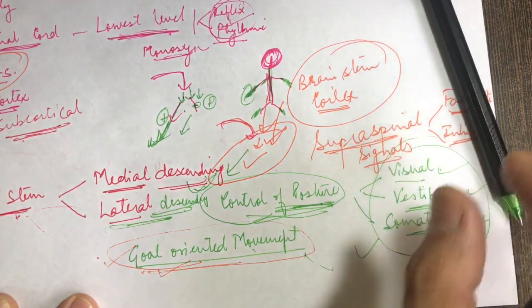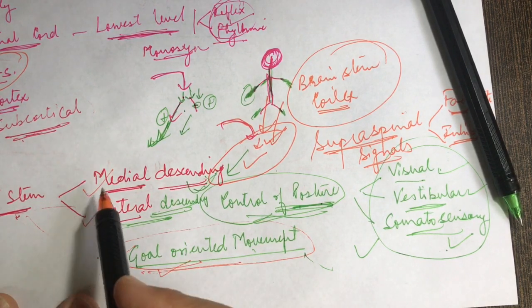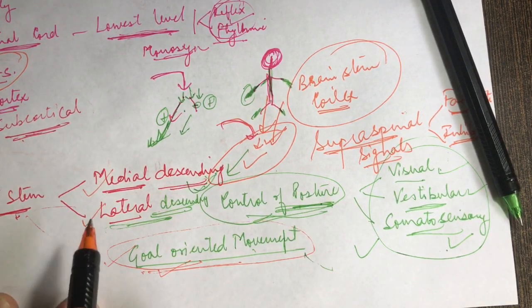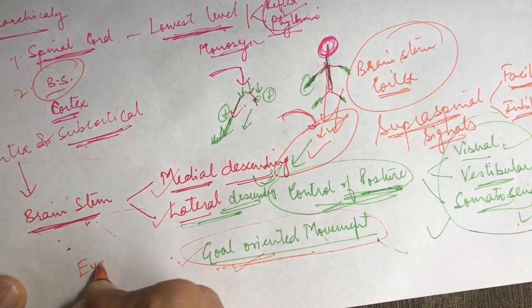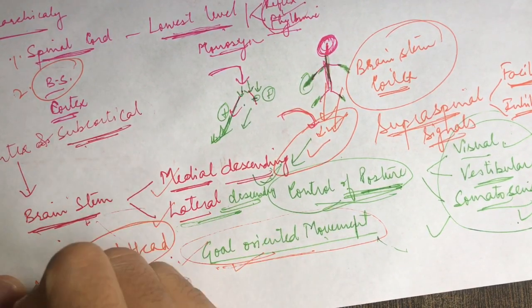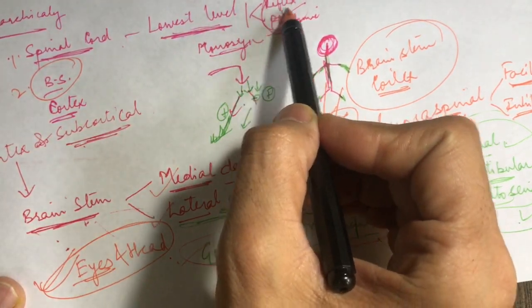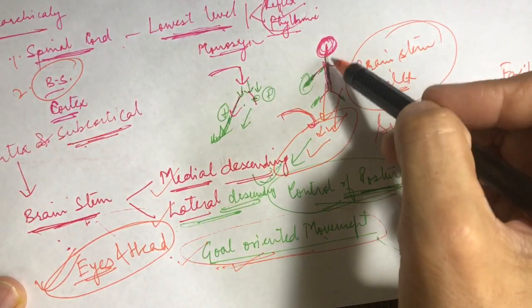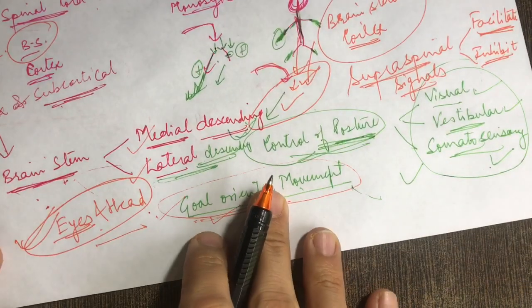Now the other brainstem circuits: these are the major ones, medial and lateral. There are a few other minor ones. Those brainstem circuits control movements of the eye and head. Like I said previously, the spinal cord controls reflexive and rhythmic movements of this part, the head and neck part, and the brainstem also controls it. So that is the intermediate center.